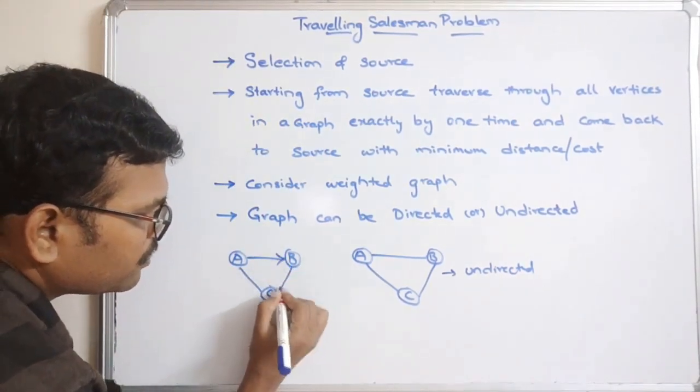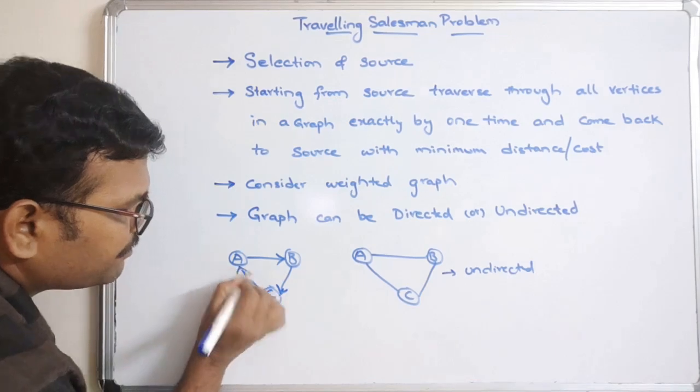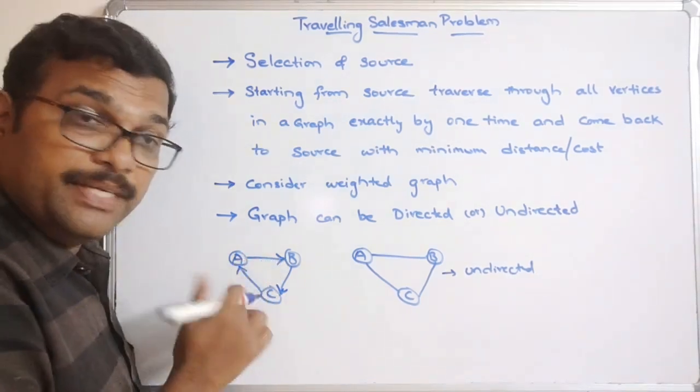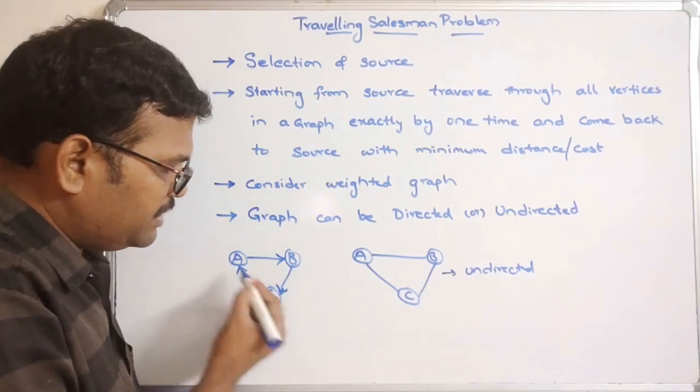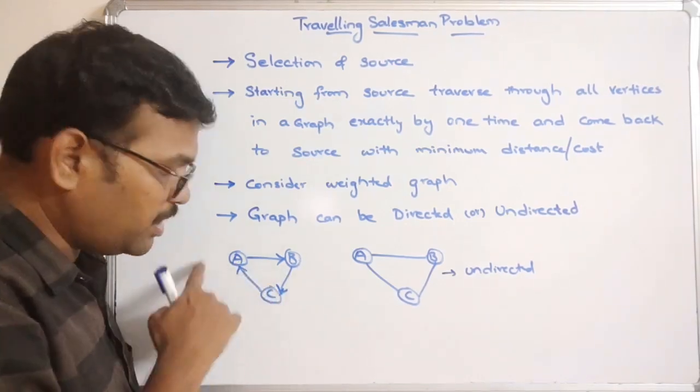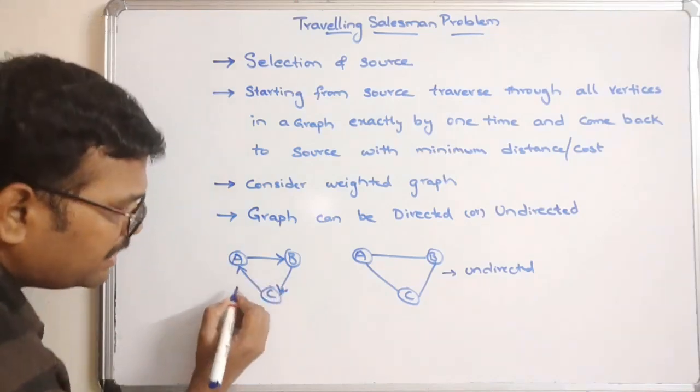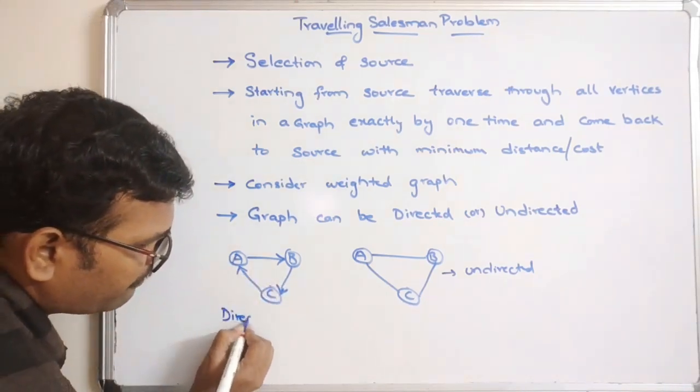Okay, so there is a direction. That means this edge is between A and B. This edge is between B and C. This edge is between C and A, right? So there are directions. So this is a directed graph.